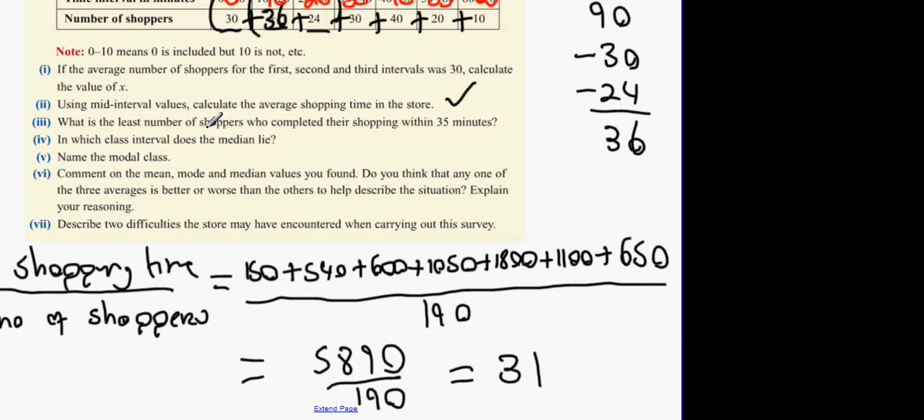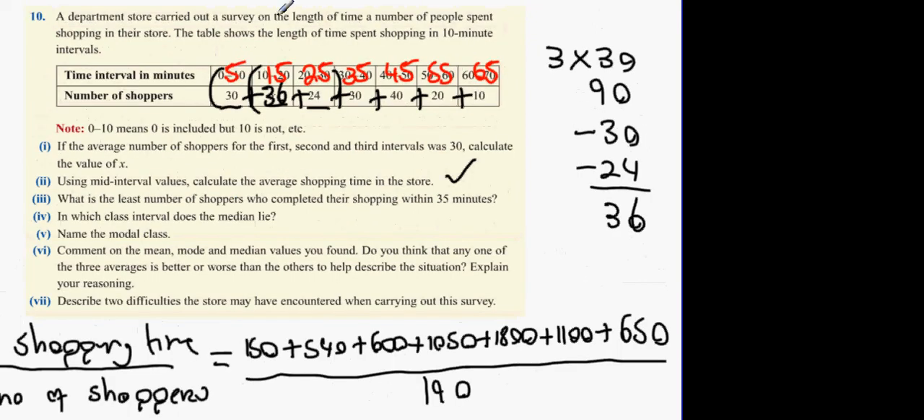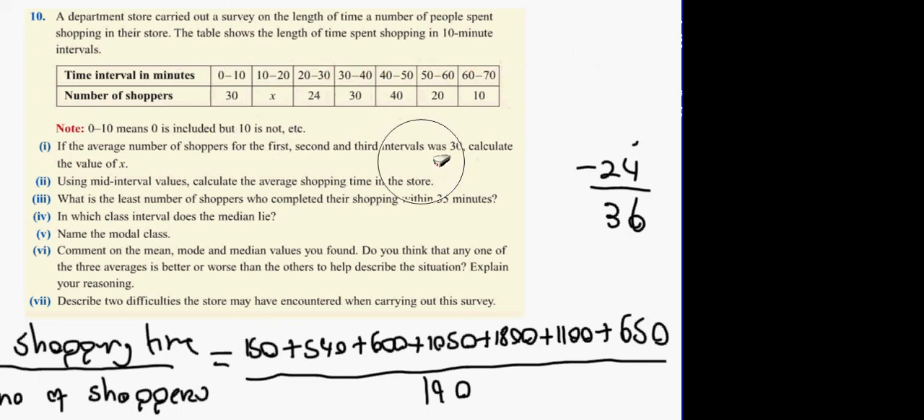What is the least number of shoppers who completed their shopping within 35 minutes? So within 35 minutes, what we're looking at is the least number. We can assume, if we want the smallest number possible, all the people from 30 to 40, let's assume they're all above 35, okay? This means that only the 30, the 36 and the 24 are definitely below 35.